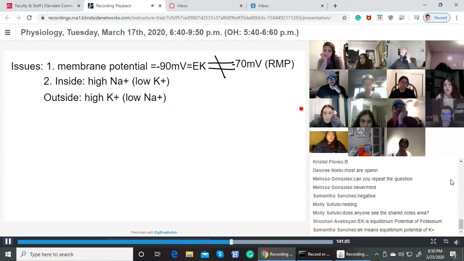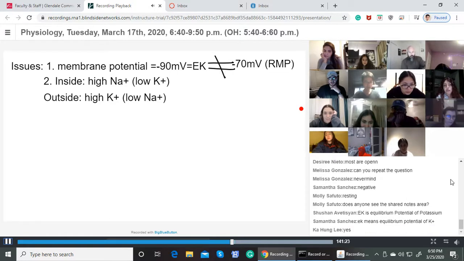EK means equilibrium potential of K plus, correct. So I'll look at the chat. Yes, let me type yes here. So correct. So how do we restore this?